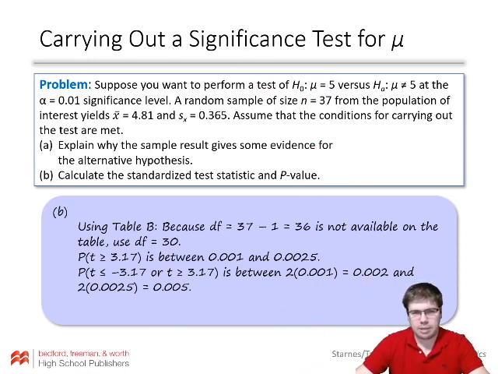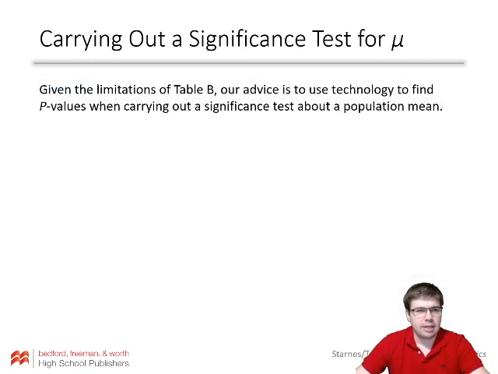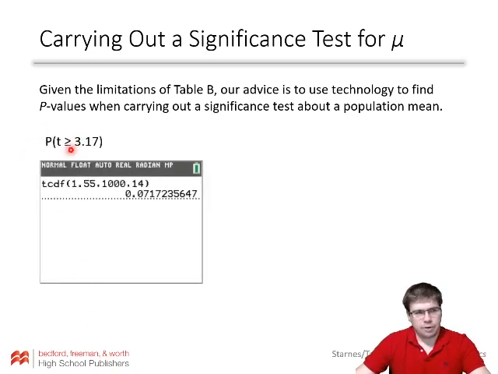But we'd really like to be a lot more accurate than that. So given the limitations of table B, our advice is to use technology to find the p-values when carrying out a significance test about a population mean. And so if we want to find the area below negative 3.17, we can do it in the calculator this way. This is going to be tcdf. And then we're going from, hold on a second here.